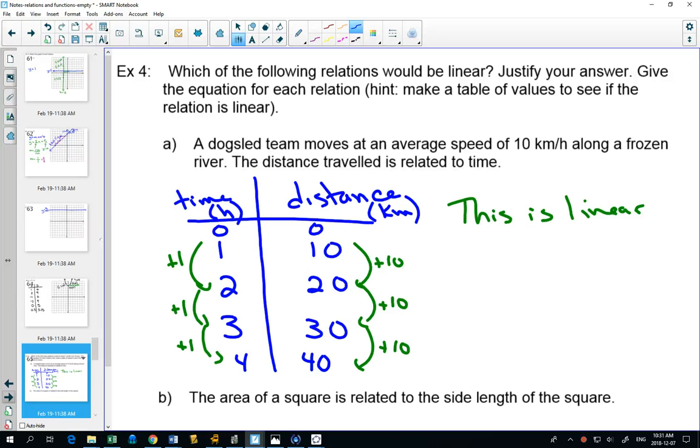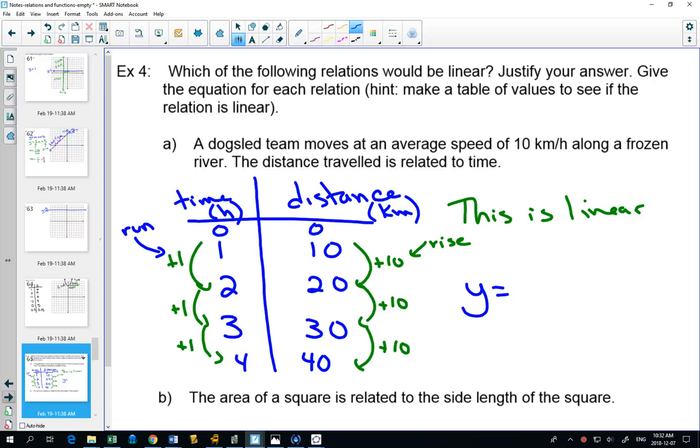What would this equation be? This plus 10 is how much I'm changing in my y. That would be my rise. This plus 1, that's my change in my horizontal or in my independent. That would be my run.